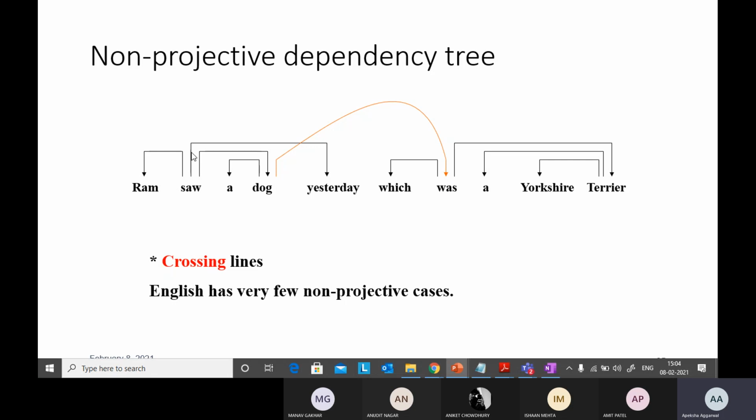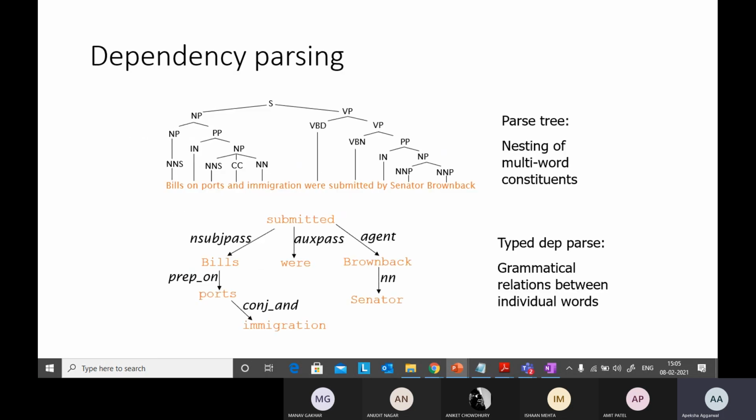For example, you can see saw and yesterday. Everything that lies between saw and yesterday will be interrelated between itself. This red dependency generally is not there. This is called projective dependency. So whenever you have a dependency between two words, all the intermediate words will be dependent on each other, and it will not be the case that dog is dependent on something that is outside of this dependency, to which it is appearing subordinate. Okay, so this is our dependency tree.